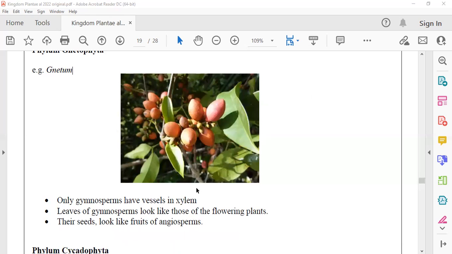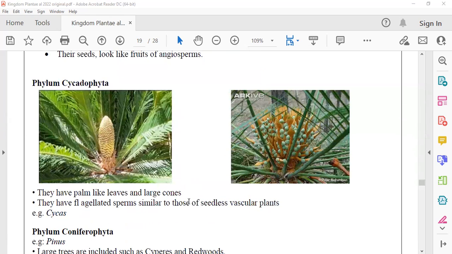Good. So what is the next gymnosperm plant you need to study? Cycadophyta. In Cycadophyta, you know that one, male plant there, female plant there, palm-like tree, large cones are there. Cones are there for male or female? Male, sir. Now they are using the word flagellated sperms. Are they actually flagellated sperms? No, sir. Put in the bracket. What kind of sperms are there? Ciliated, sir.